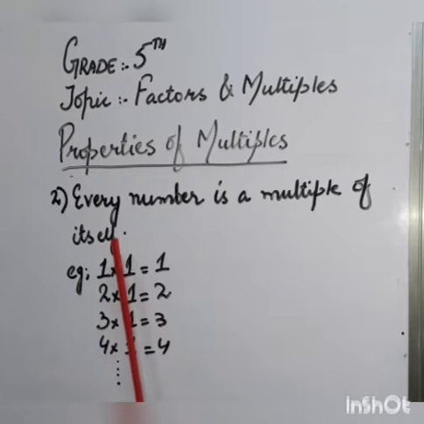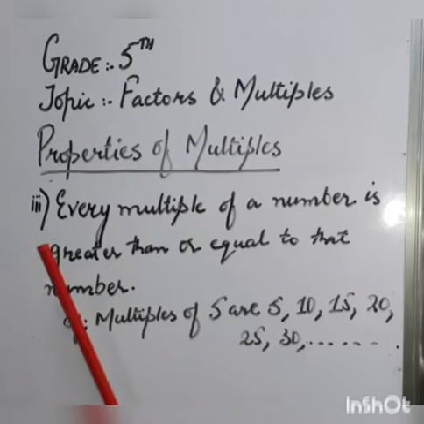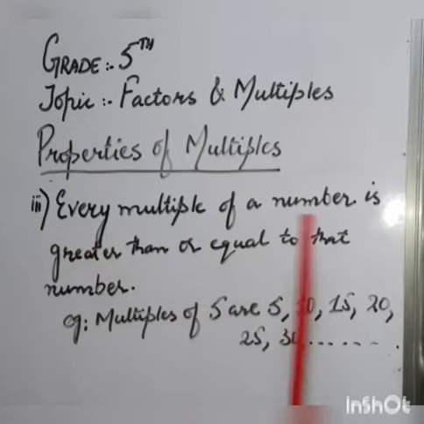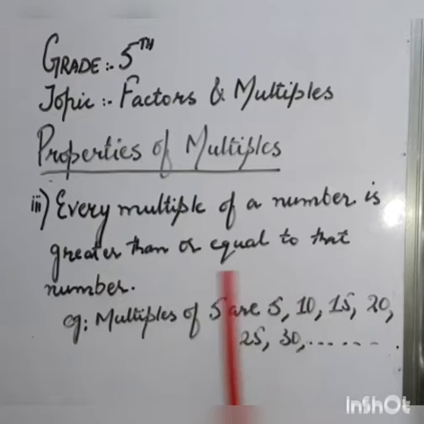Clear? Now students, next property is, every number is a multiple of itself. हर कोई number अपना multiple होता है. For example, 1 multiplied by 1 is 1. So 1 is a multiple of 1. Okay, then 2 is a multiple of 2, 3 is a multiple of 3, 4 is a multiple of 4, and so on. So you can say that every number, चाहे 1 हो 2 और so on, कोई भी number हो वो अपना multiple होता है.